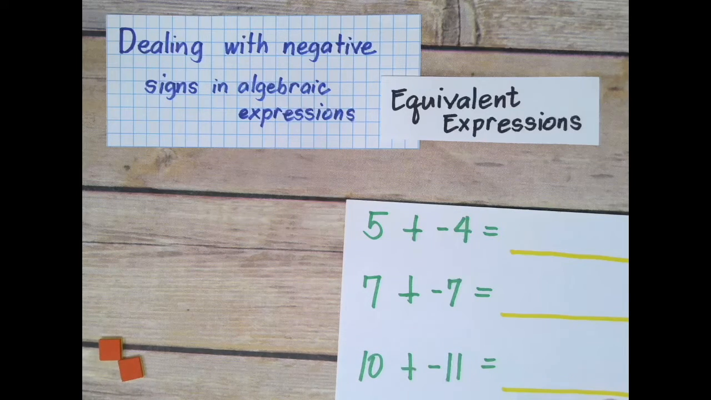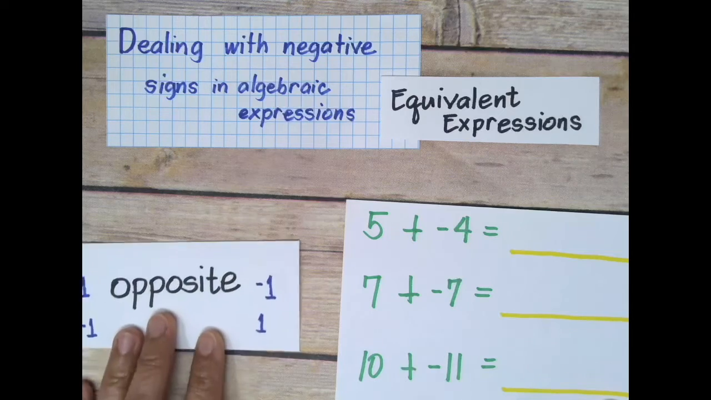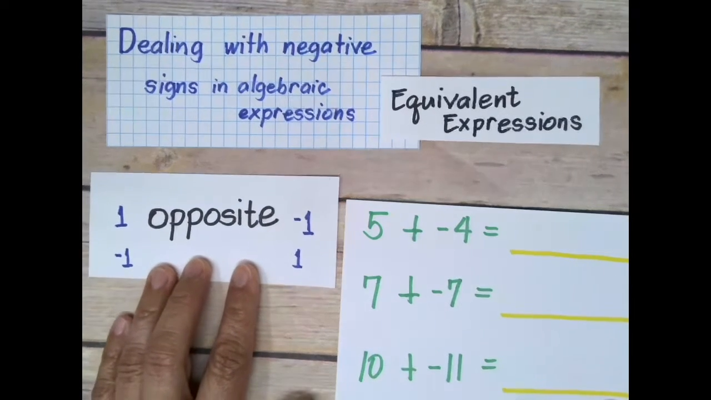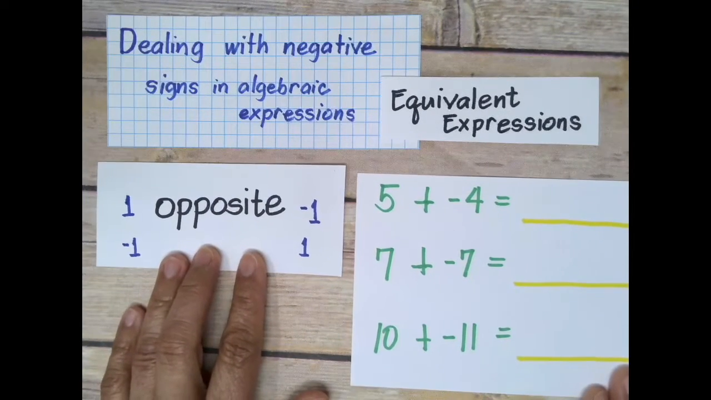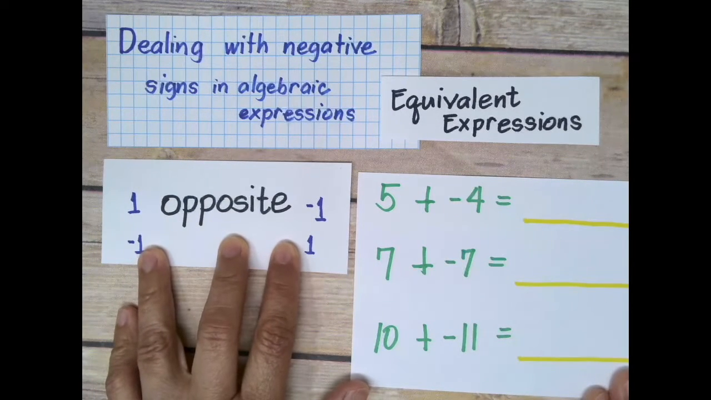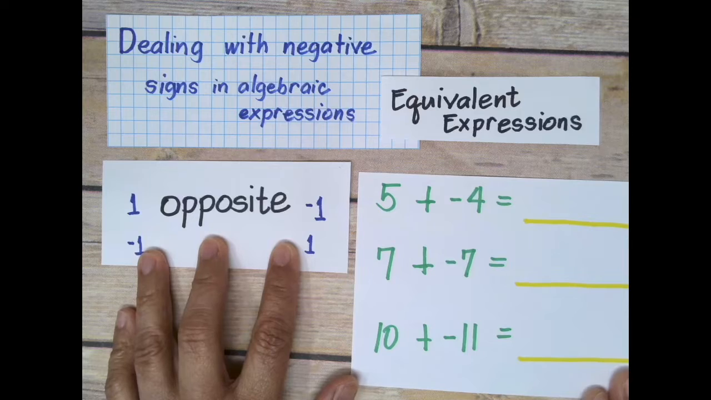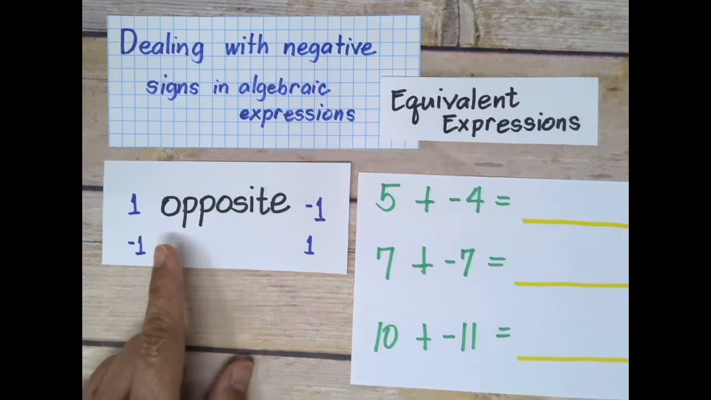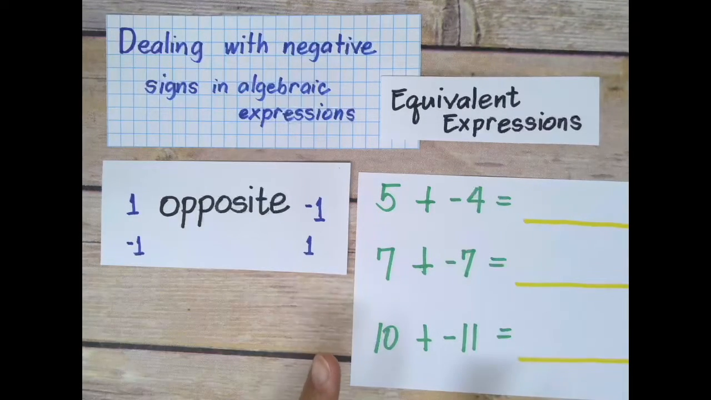But before we go to that, we will first talk about two terms that I will be constantly using in my explanation. The first term is the opposite. Opposite, or opposites if you have two, are actually pairs of numbers wherein they have the same magnitude but different signs.